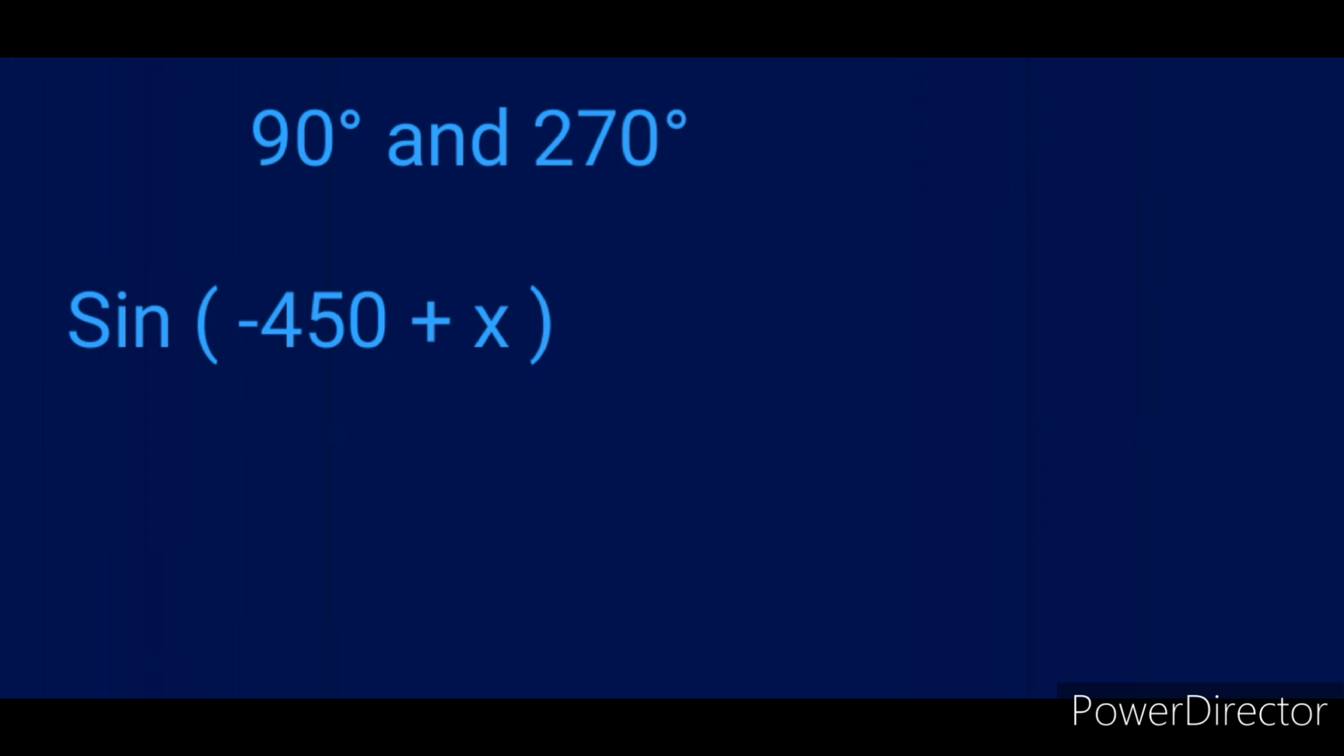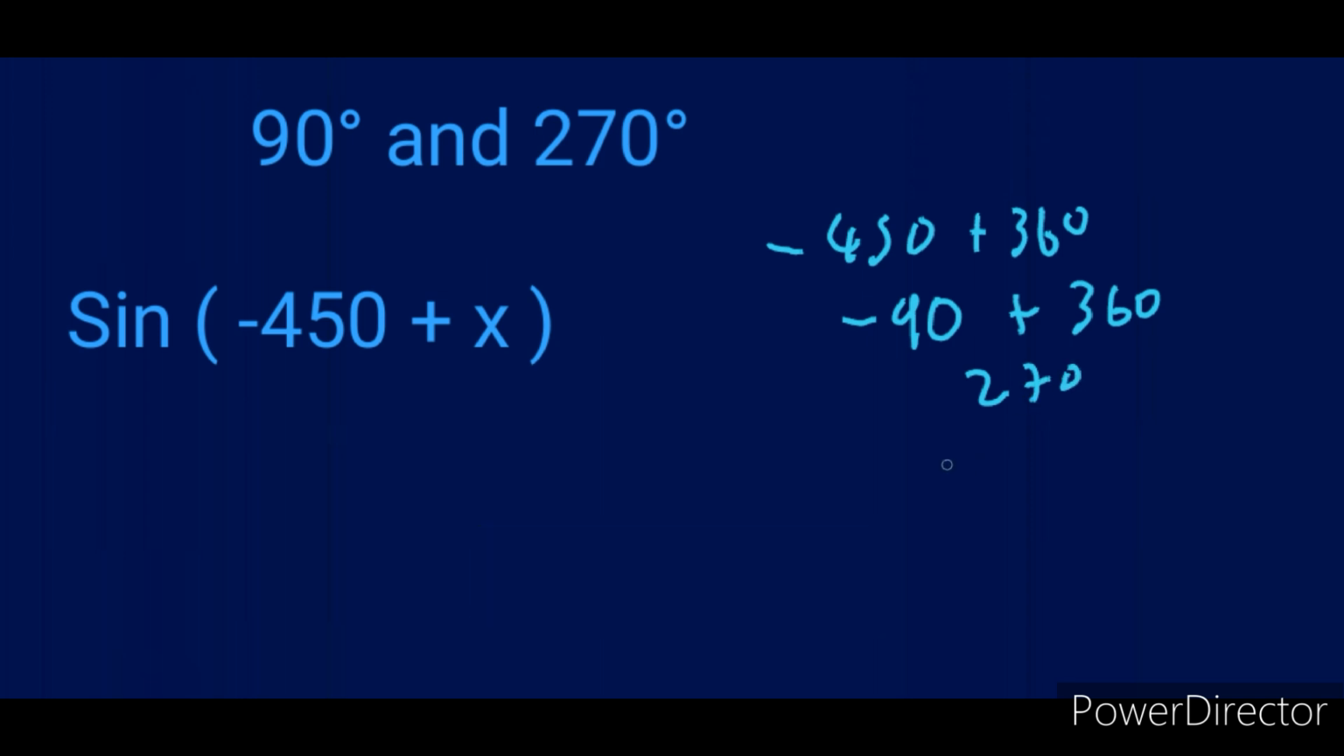So here is another example. We've got sine negative 450 plus x. So what do we do in this case? So we want to get a positive angle that is less or equals to 360. So therefore, we're going to say negative 450 plus 360. So negative 450 plus 360 is negative 90. We still didn't yet get what we want, so we're going to add 360 again. So negative 90 plus 360 is 270, and we have what we want.